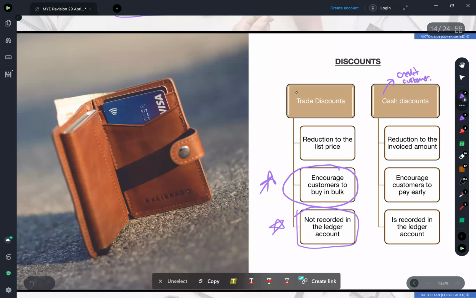Okay, so trade discount is given to all kinds of customers, as long as you buy more, I give you a discount. Cash discount is only given to credit customers. So what does it mean?